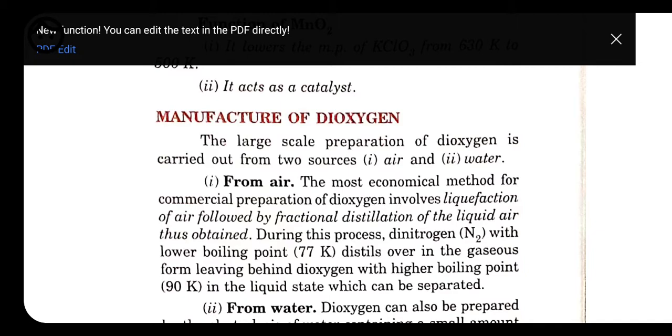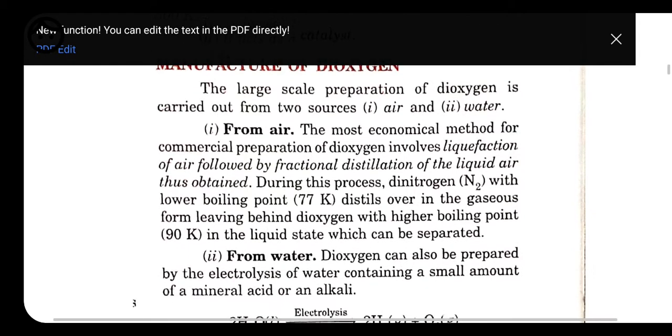We know about fractional distillation. It is a method by which we can convert the air into liquid form. Whatever gases are present there, on decreasing the temperature or increasing the pressure, they get converted into the liquid form. By this method we can get oxygen.